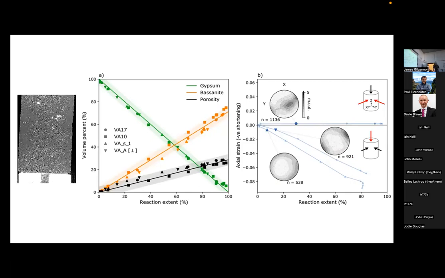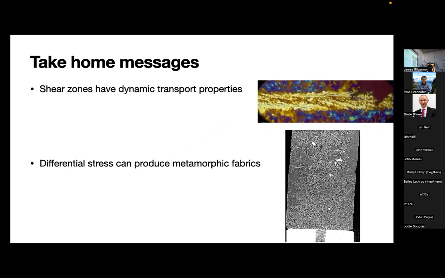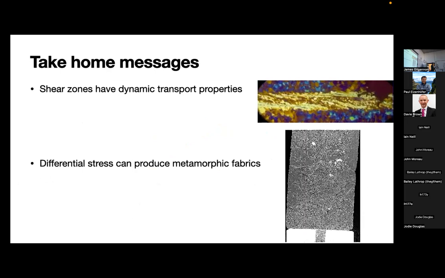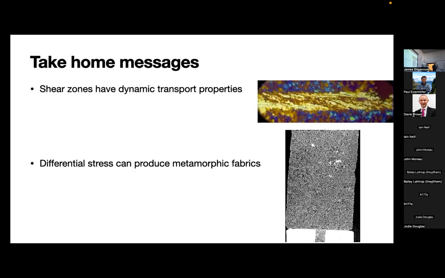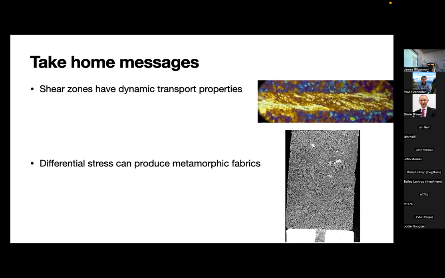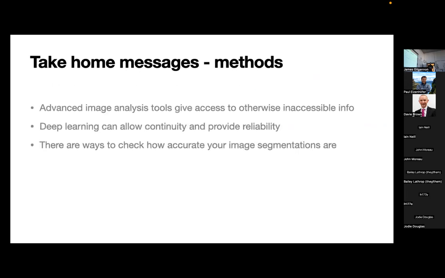So the take-home messages are, from a science point of view, that shear zones have dynamic transport properties. I hope I convinced you that, at least in the experiments I looked at, they are convincingly there and associated with the process. And the differential stress, not strain, itself can form metamorphic fabrics. And basically everything I presented today is entirely the product of that kind of computational step.